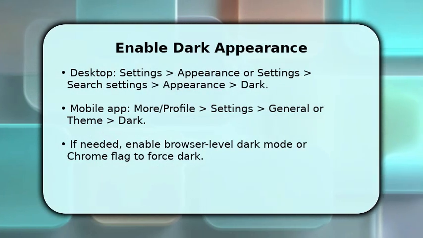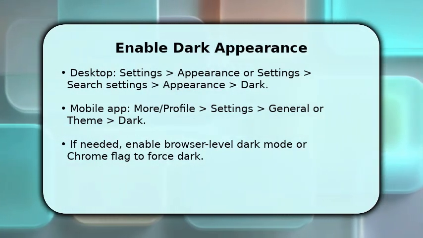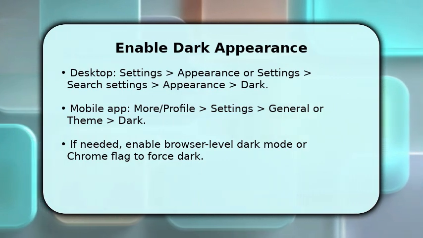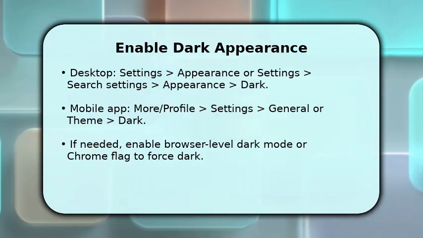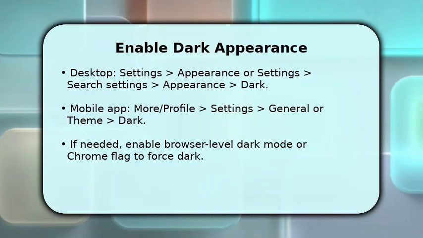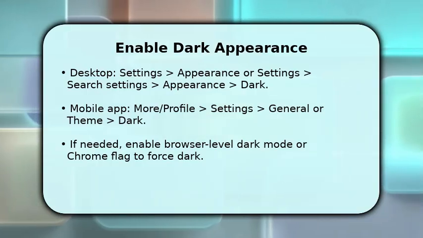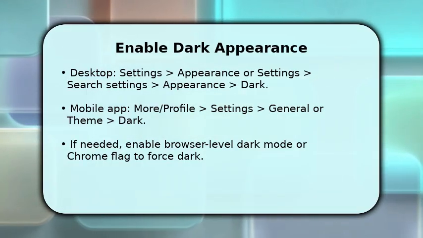Now change appearance. On desktop, open Settings, choose Search Settings, then Appearance and pick Dark, apply and save. On the Google app, go to More or Your Profile, tap Settings, then Theme or General and select Dark. Once done, make sure to refresh the page so the site applies the palette.